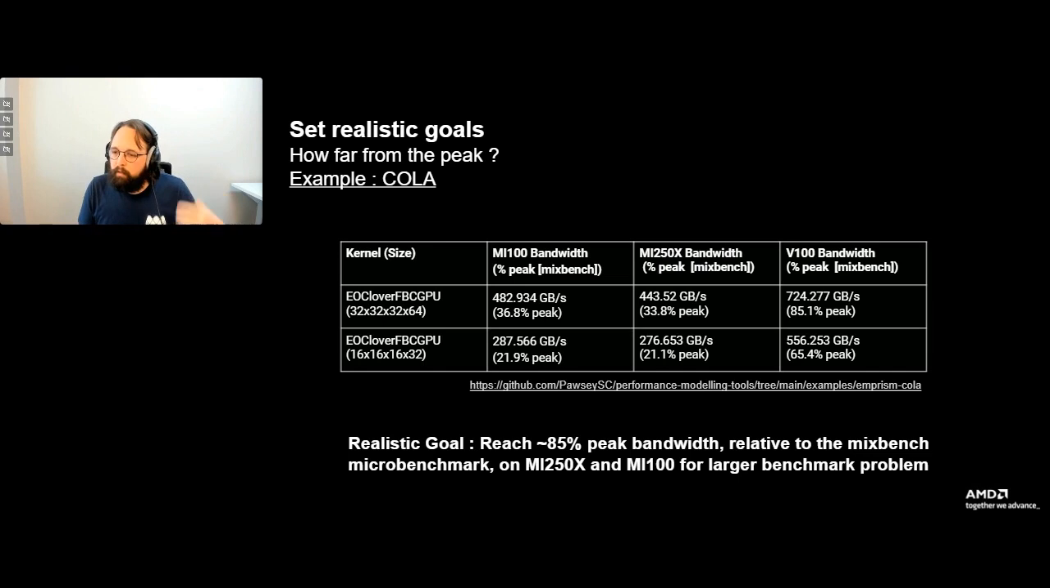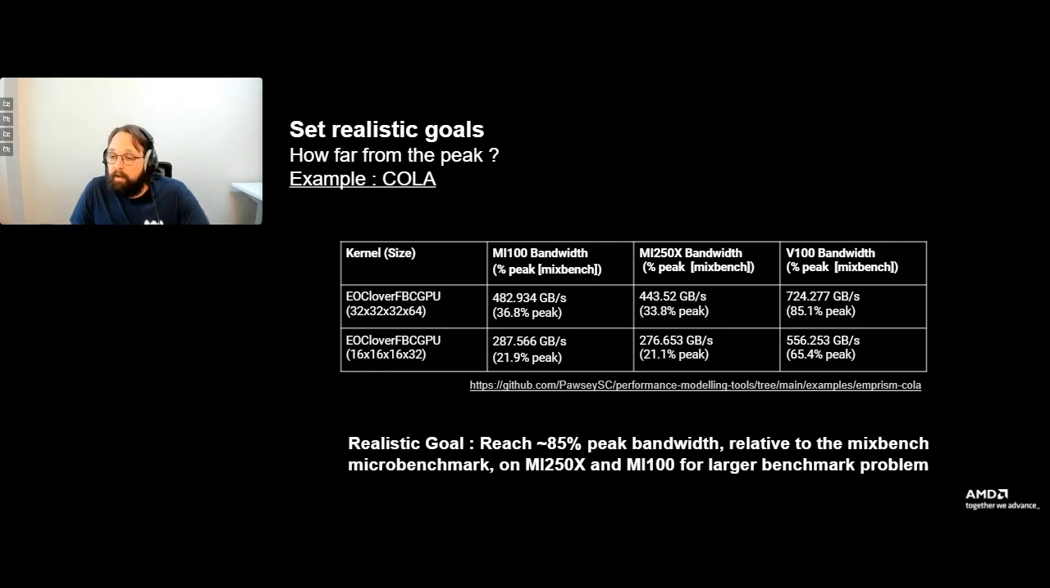So the metric we're going to look at to establish what is good performance is the kernel's memory bandwidth that we achieved relative to the peak memory bandwidth as we measured using the microbenchmark. What I have in this table is the achieved memory bandwidth for the EO Clover FPC GPUs, just one of those kernels, for the 2 problem sizes, the larger problem in the second row and the smaller problem on the bottom. Starting from the left, we have the MI100 achieved bandwidth, the MI250X bandwidth in the middle, and the V100 bandwidth on the right.